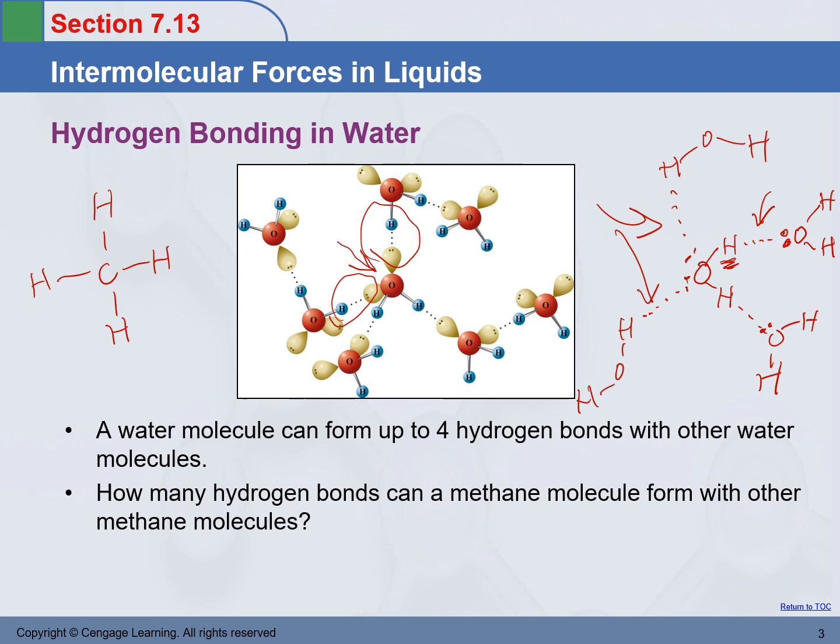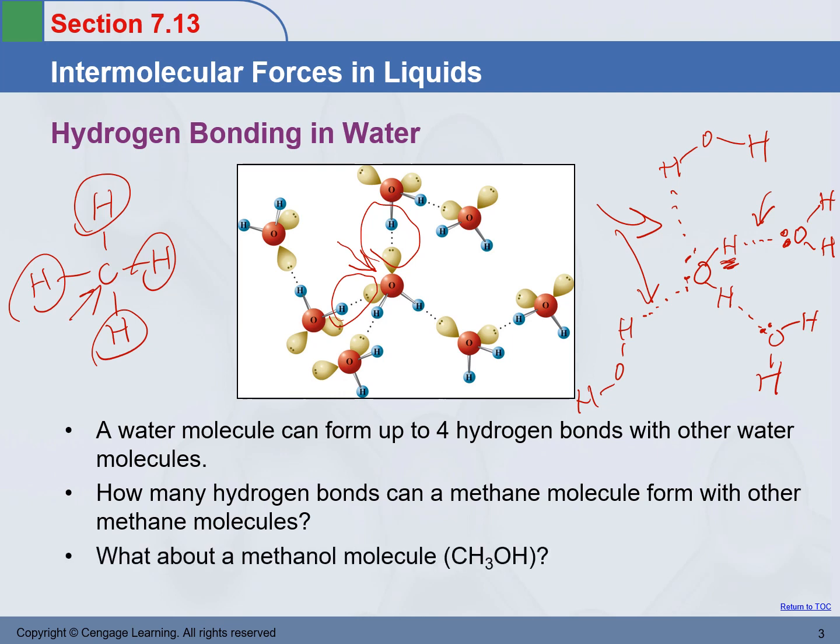That's the Lewis structure of methane molecule. How many hydrogen bonds can it form with other molecules of itself? Zero. Why? Because these hydrogens are connected to carbon. Carbon is not a fluorine, not oxygen, not nitrogen. So these hydrogens cannot form hydrogen bonds. Okay, so methane molecules cannot form hydrogen bonds between them.